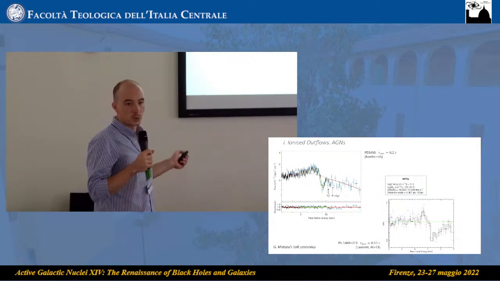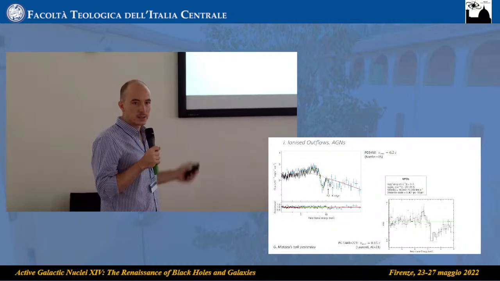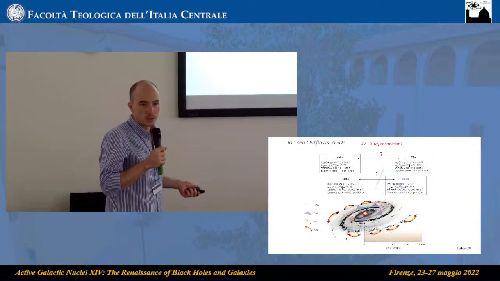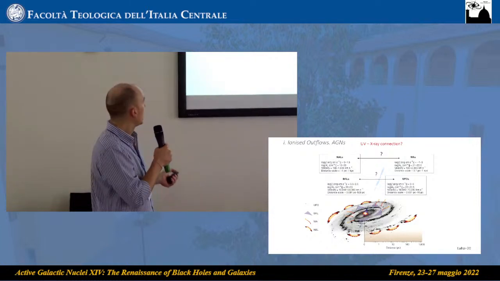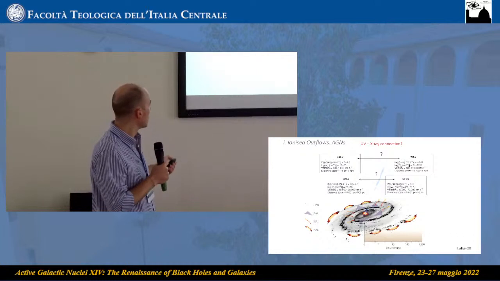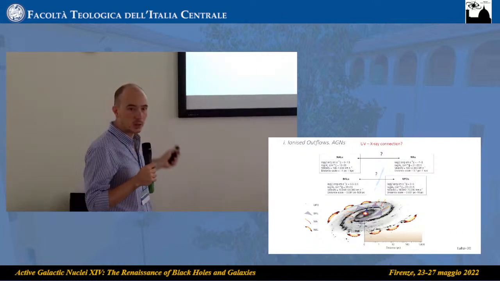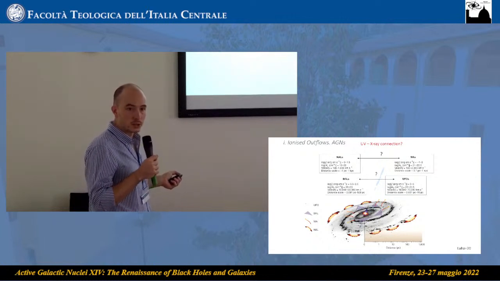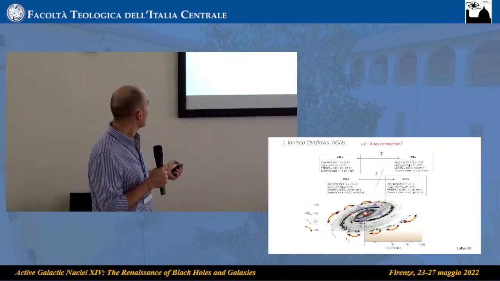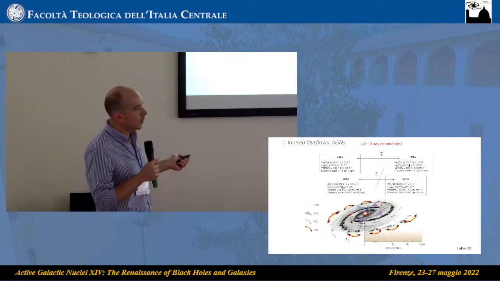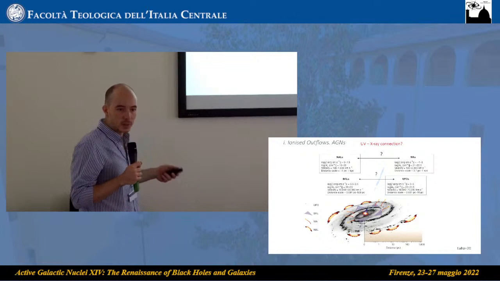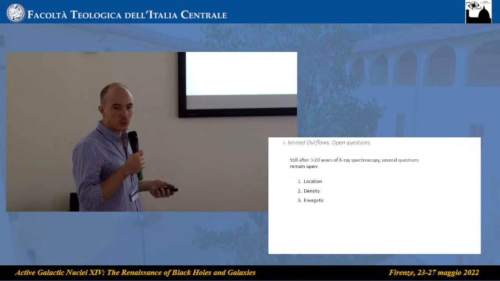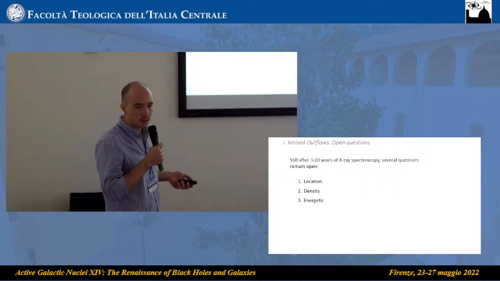I don't have time to talk on this, but there are several hints, evidence or tentative conclusions regarding a connection between the UV and the X-ray band. And this reminds us that all this study must be panchromatic and take into account the full picture in order to develop a fully consistent accretion and ejection scenario. In particular, I will focus now on X-ray spectroscopy, and still, 20 years after the launch of XMM and Chandra, which enabled relatively high resolution X-ray spectroscopy, there are several questions that remain open.